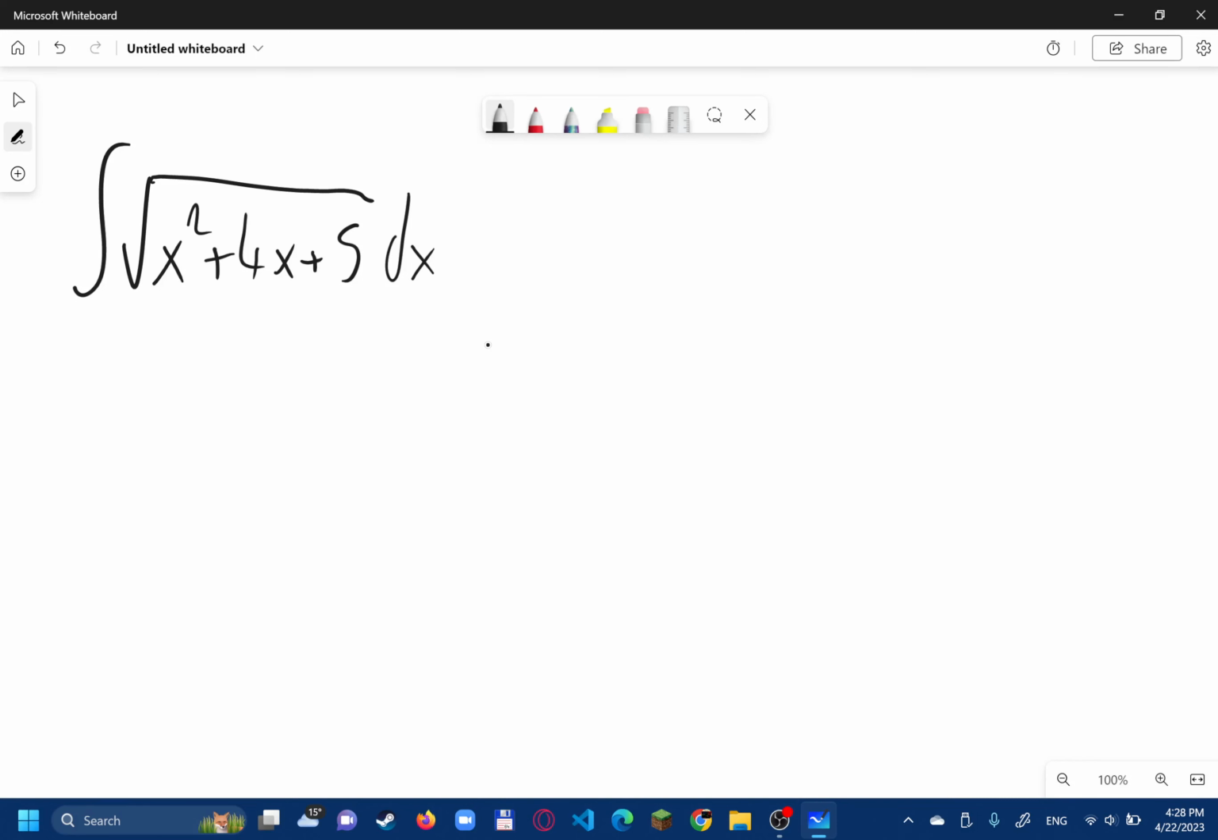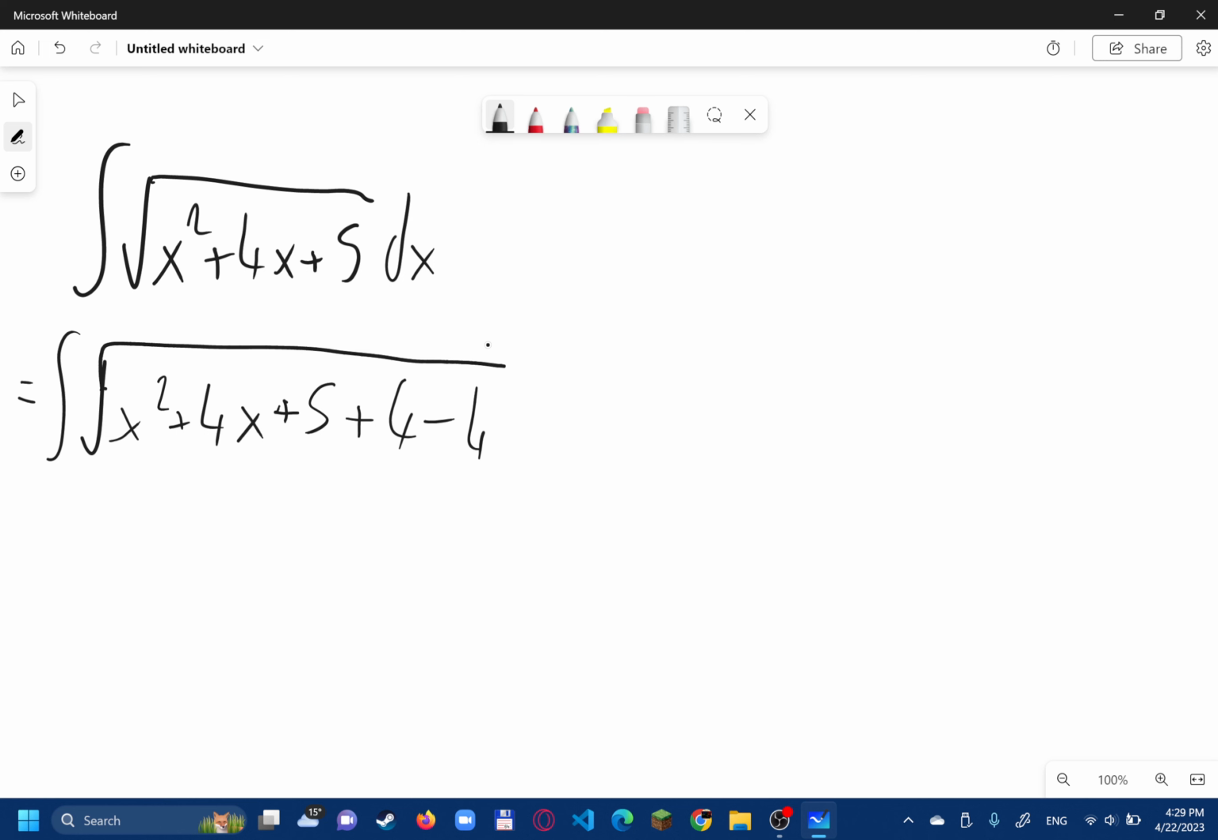Hello guys, so today we're going to be solving this indefinite integral. To first start off, we have to complete the square. And to do that, we have to divide the middle coefficient, or the x coefficient, by 2 and then square it. So 4 divided by 2 is 2, 2 squared is plus 4. So plus 4 minus 4. This is of course the same as writing this same expression we had earlier on.